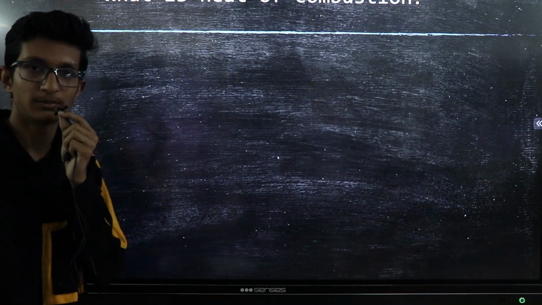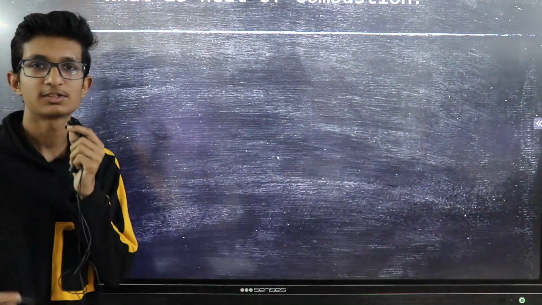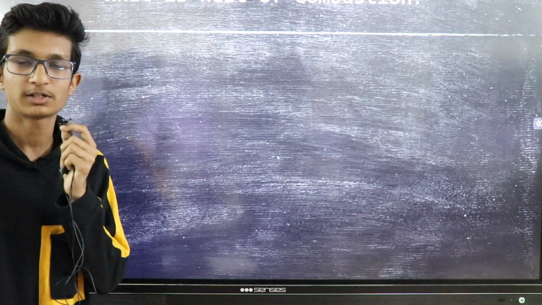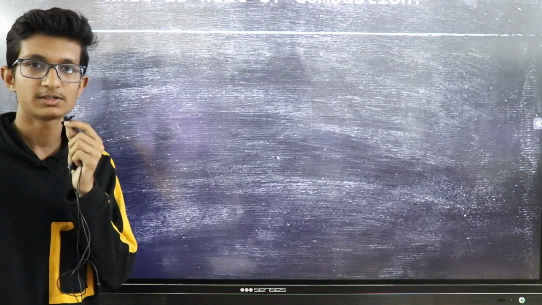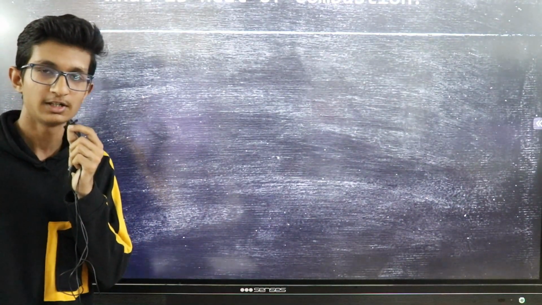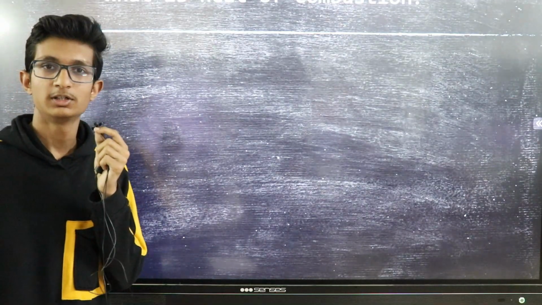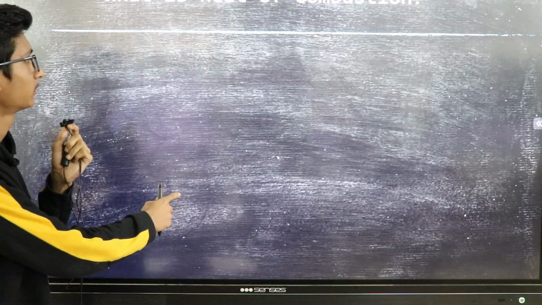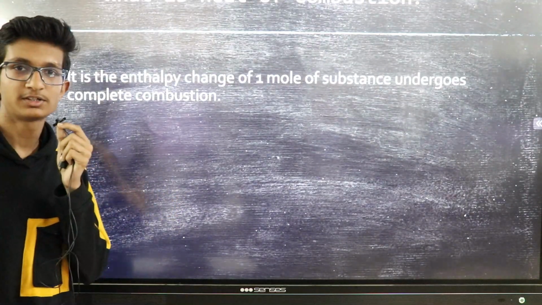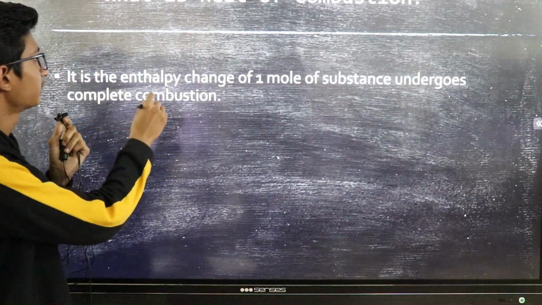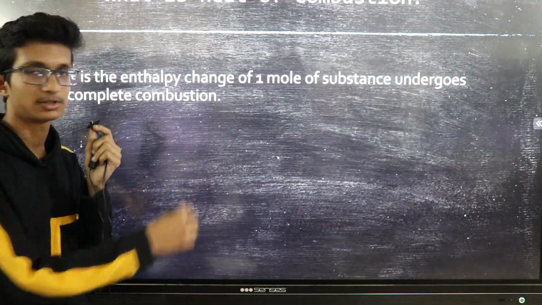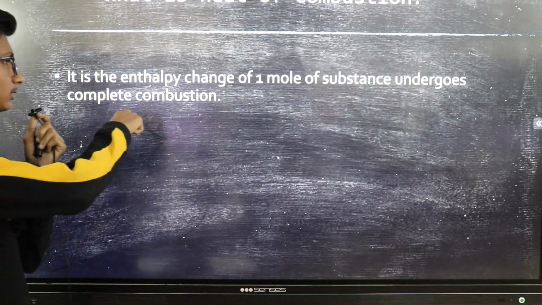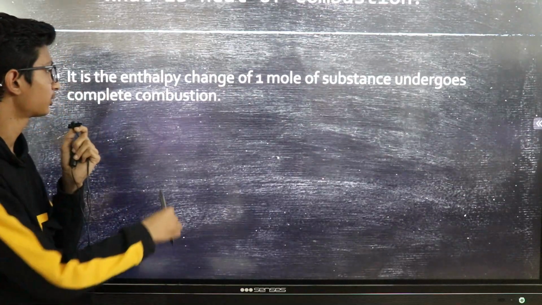So what is heat of combustion? When 1 mole of a substance is completely burned or oxidized, the heat evolved is known as heat of combustion. The definition is given here: it is the enthalpy change when 1 mole of a substance completely undergoes combustion.